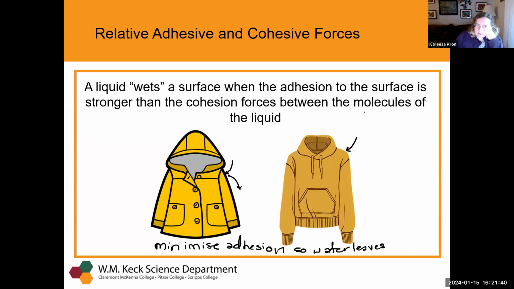However, on this sweater, the liquid, or the water, the rain wets the sweater. It basically falls apart. It would rather interact with the sweater and you get wet. So this is a real world example of the difference between the balances of adhesion or cohesion. So here, the cohesion is smaller.